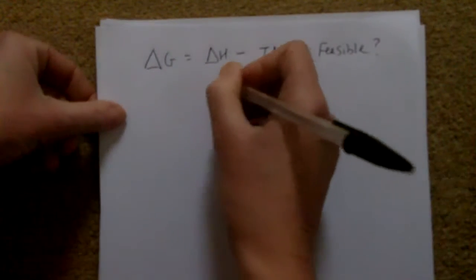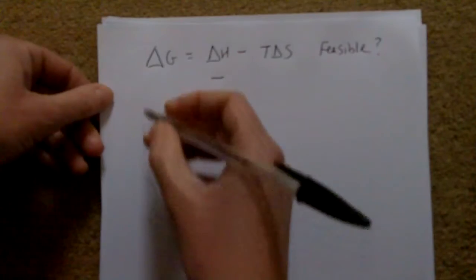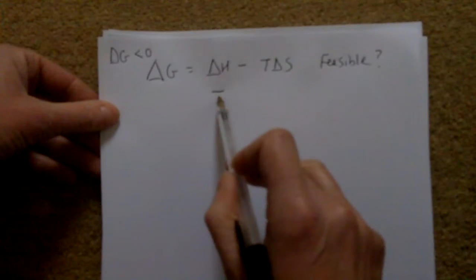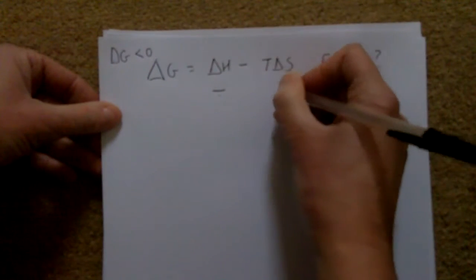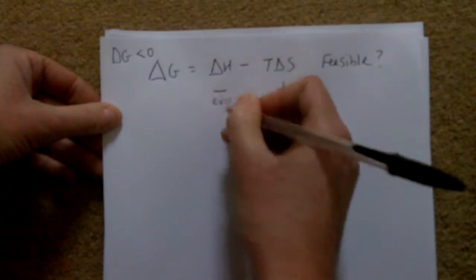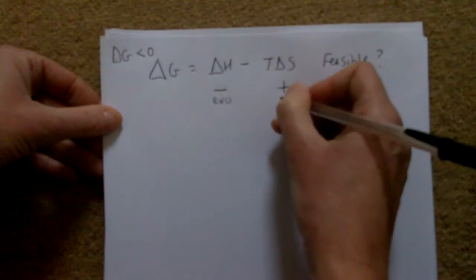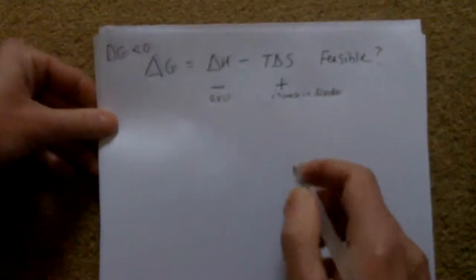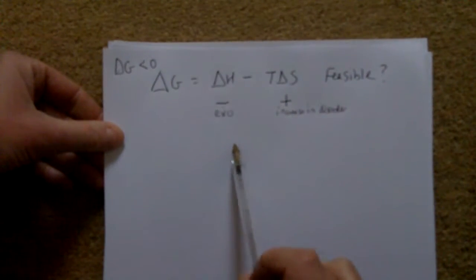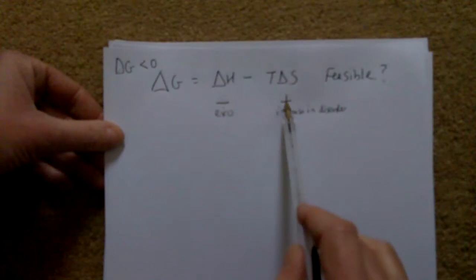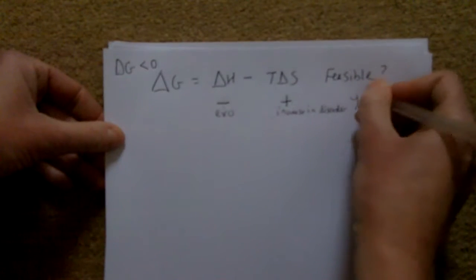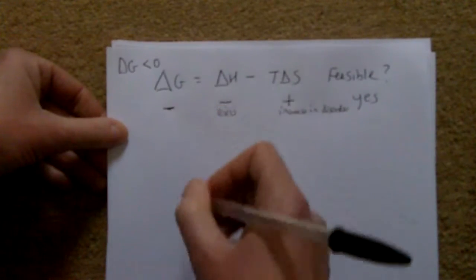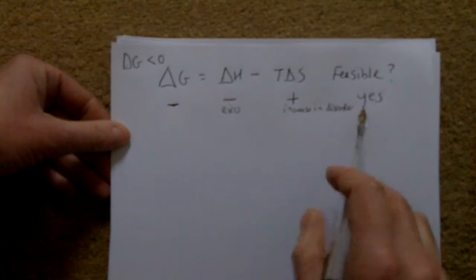Now, the best scenario is an exothermic reaction. Remember, we want delta G to be less than zero, a negative number. If delta H is negative, and the entropy change is an increase in disorder, is that overall going to be a negative number? Negative, negative, then the reaction will be feasible because overall it will give you a negative number for delta G. That's the best case scenario.